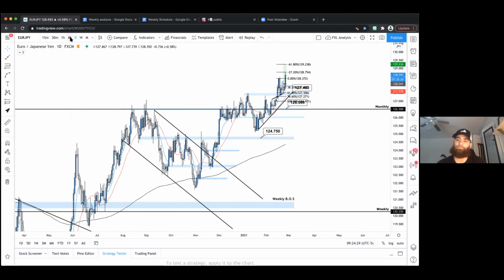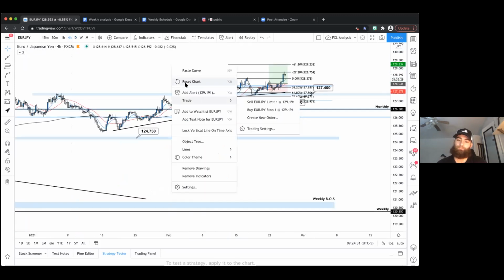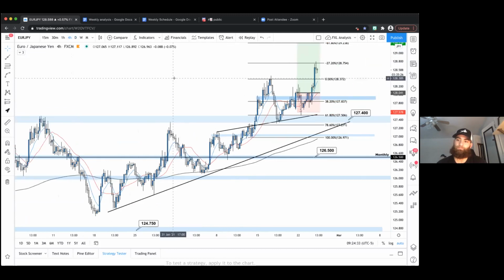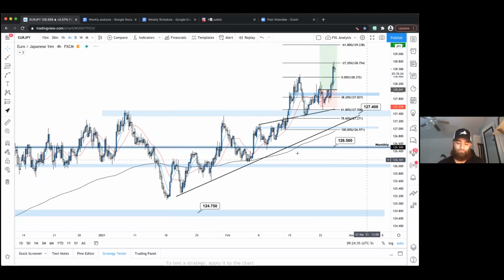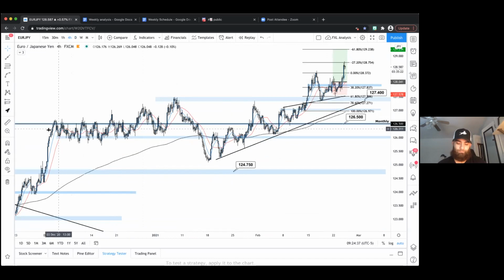We know that. Okay, so let's go right to the 4-hour. Let's see what trade scenarios we can spot. Okay, here it is. I'm going to show you that consolidation. Here it is. All this consolidation here at 126.5.